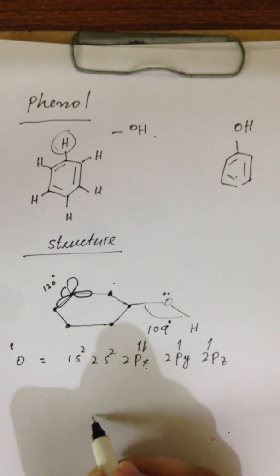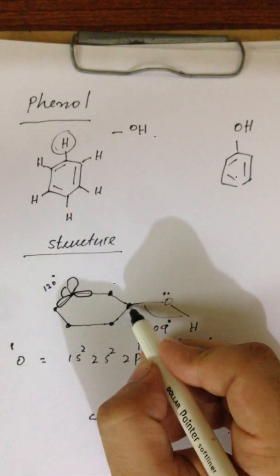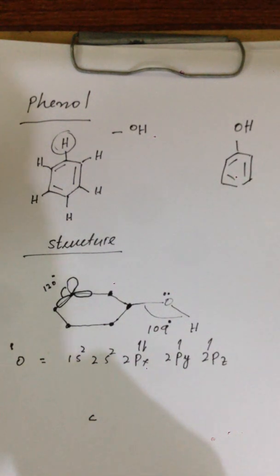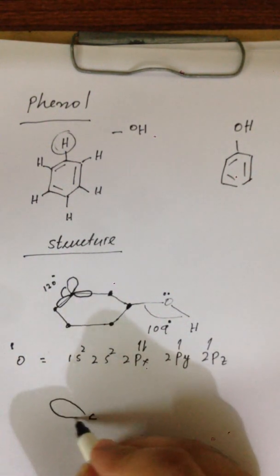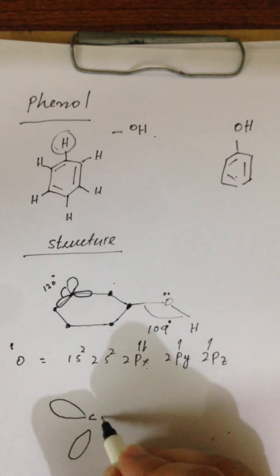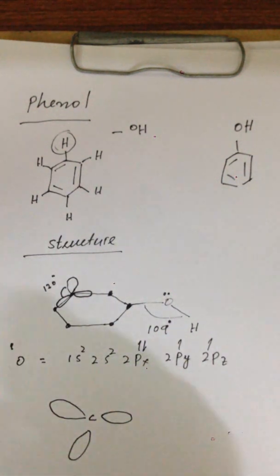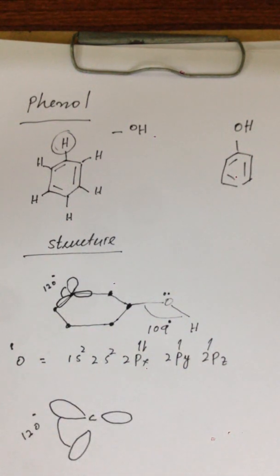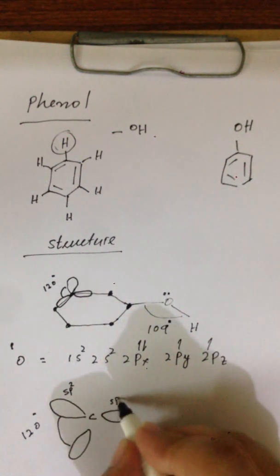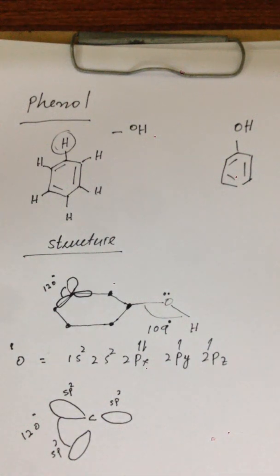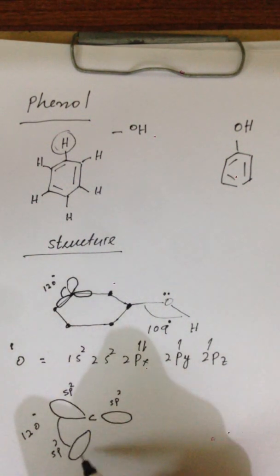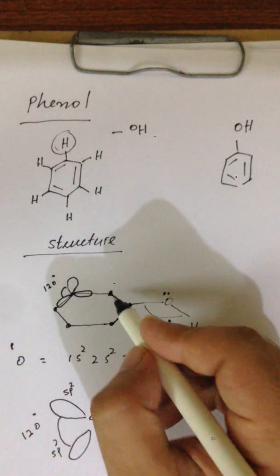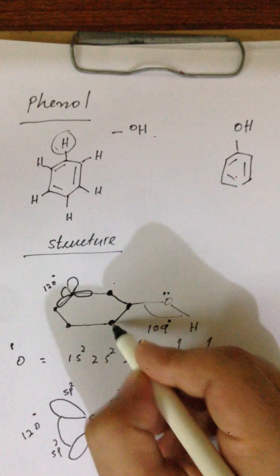For example, if this is the carbon atom, I'm going to show this carbon atom here. This carbon atom has 3 sp2 hybridized orbitals, just like this. All these sp2 hybridized orbitals are arranged at an angle of 120 degrees. Two of these sp2 hybridized orbitals will form a sigma bond with the neighboring carbon atoms. For example, this and this.